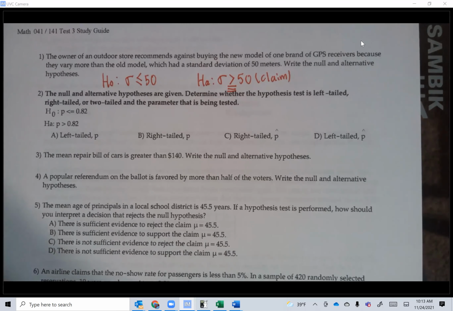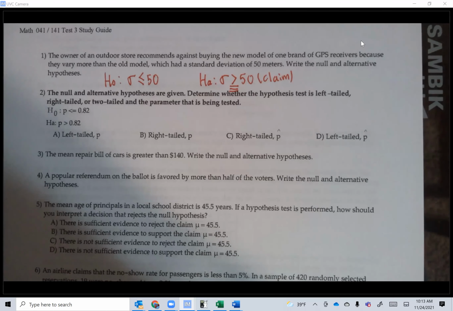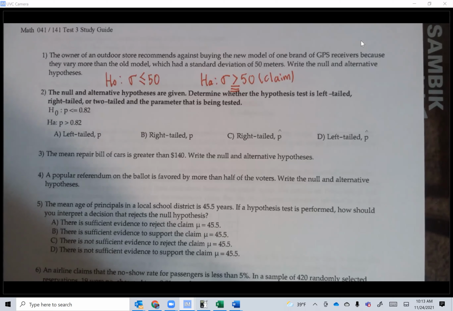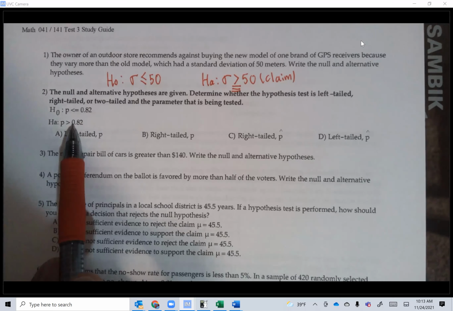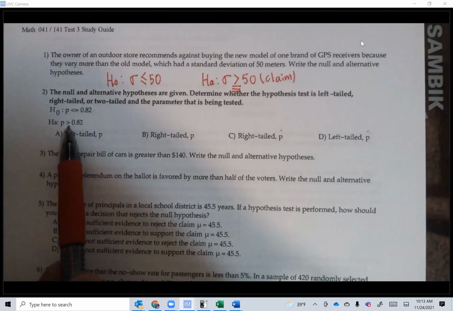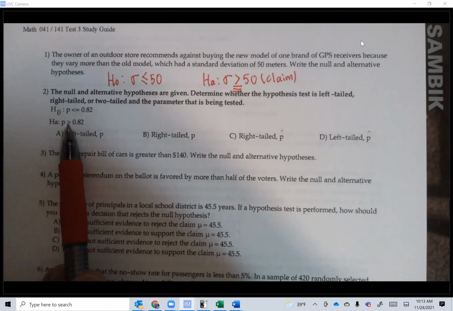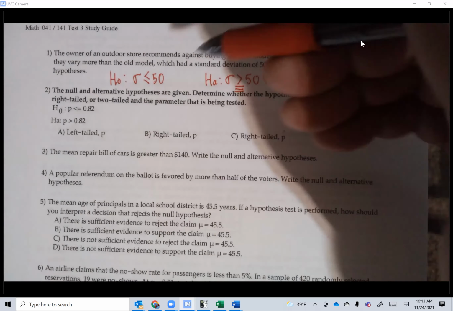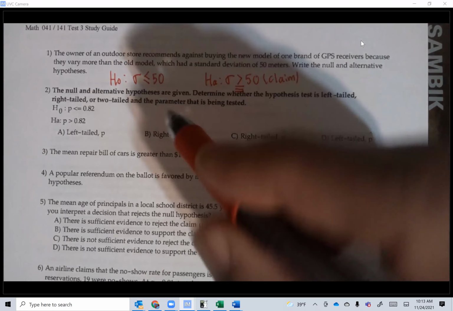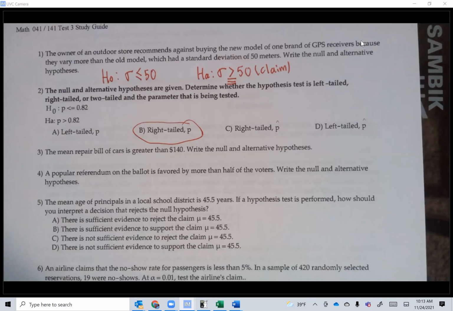Number 2, the null and the alternative hypotheses are given. Determine whether the test is left-tailed, right-tailed, or two-tailed. Well, since HA, guys, is greater than, greater than means right-tailed, less than is left-tailed, and not equal to is two-tailed. So this is a greater than, it is a right-tailed. And not a p hat, it's a p, we're testing p. You see here, there is a p hat, you don't want to select this one. That's the answer to this part.